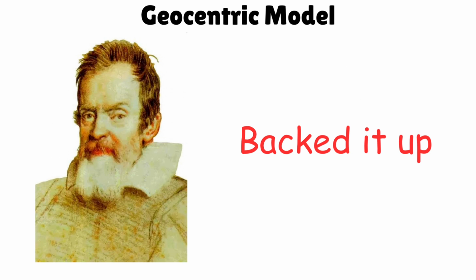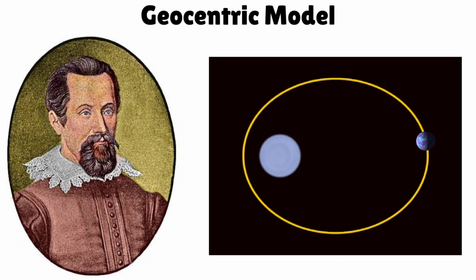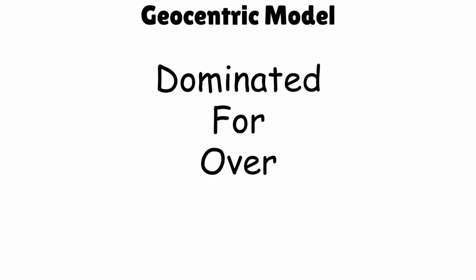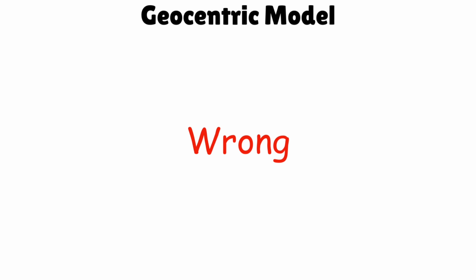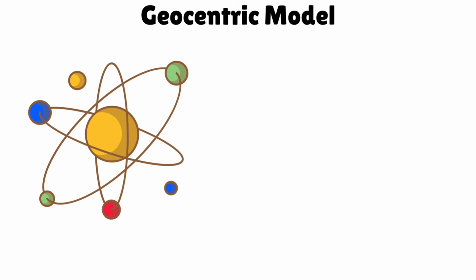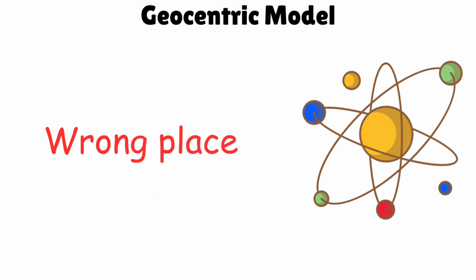Galileo's telescope backed it up, and Kepler showed that orbits were elliptical, not circular. Eventually, the geocentric model was dropped, but it had dominated for over 1,000 years. It was wrong, but it inspired centuries of skywatching, math, and mapping. Sometimes science moves forward even when it's stuck in the wrong place.